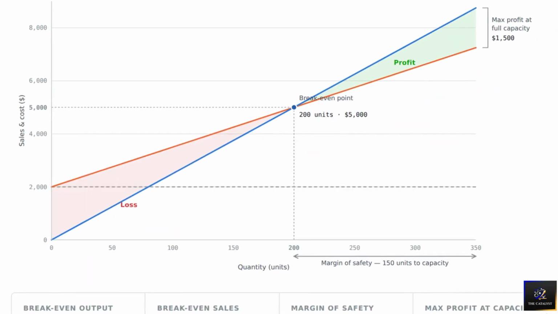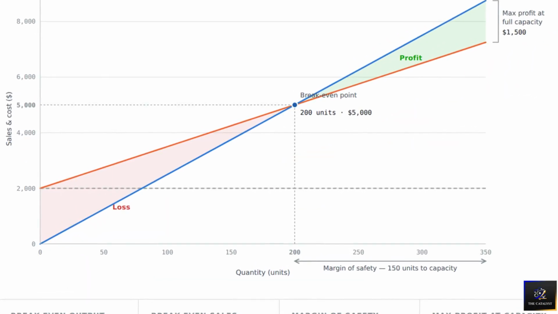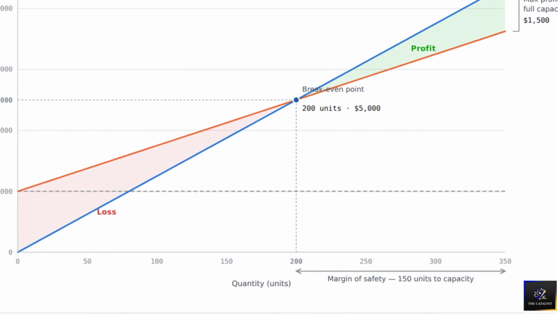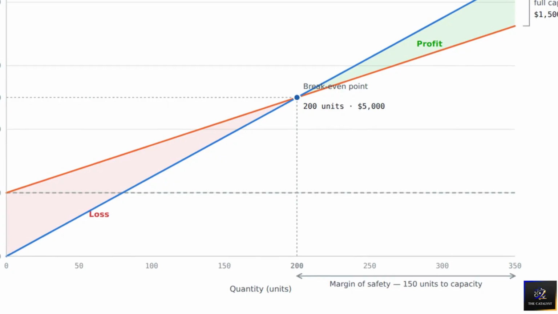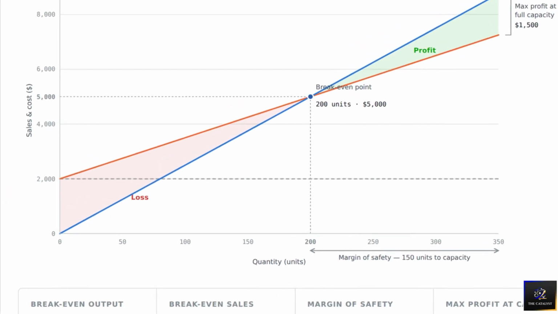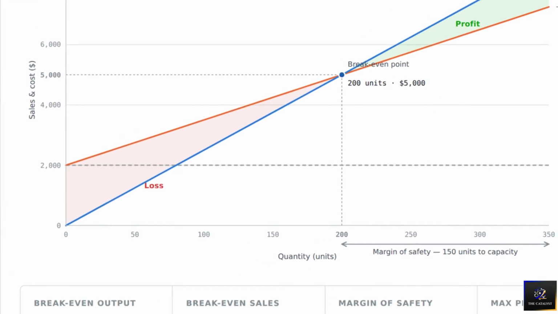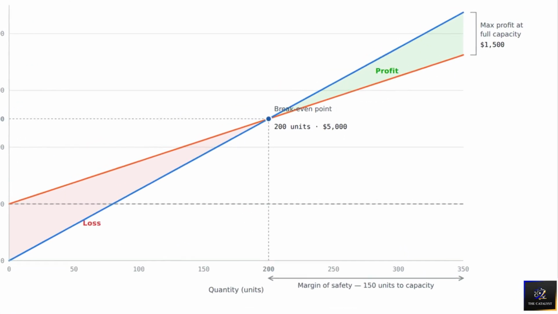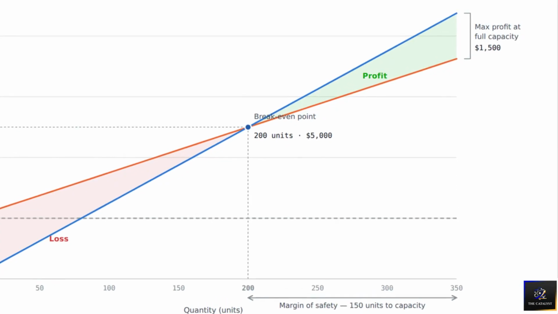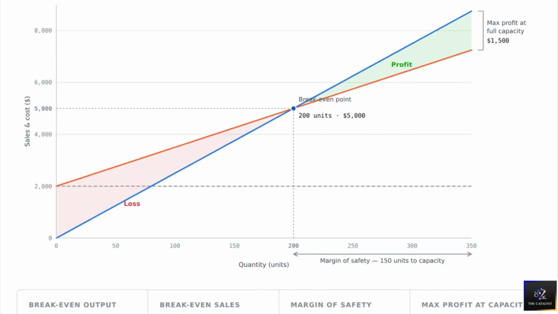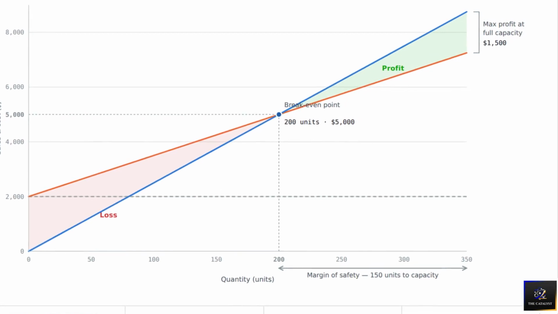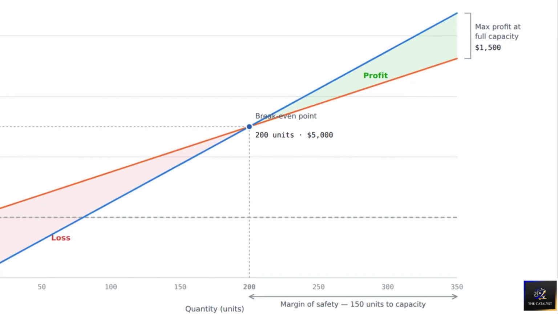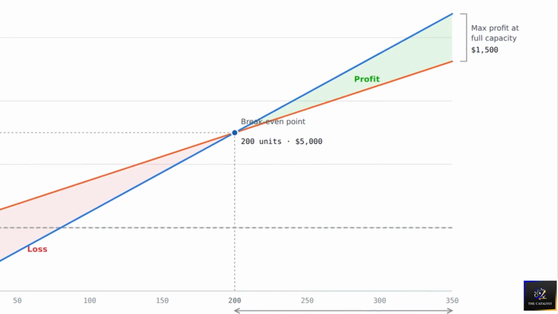A second diagonal line starting at zero and rising more steeply represents revenue, because the selling price exceeds the variable cost per unit. The point where the revenue line crosses the total cost line is the break-even point. To the left of the break-even point, the business is losing money. Total costs exceed revenue. To the right of the break-even point, the business is making money. Revenue exceeds total costs, and the margin between the two lines represents profit.